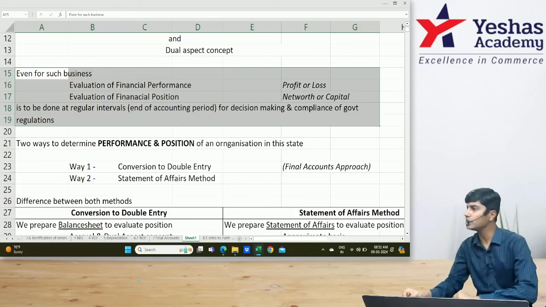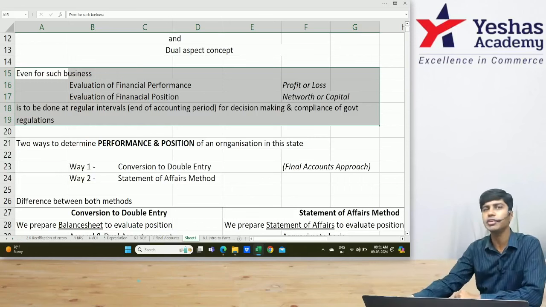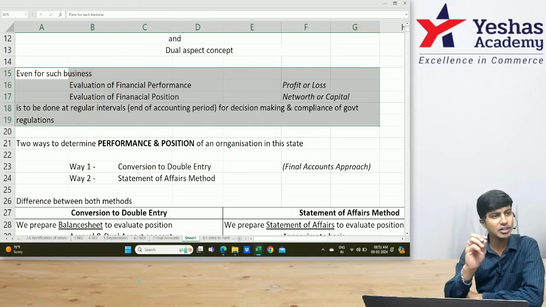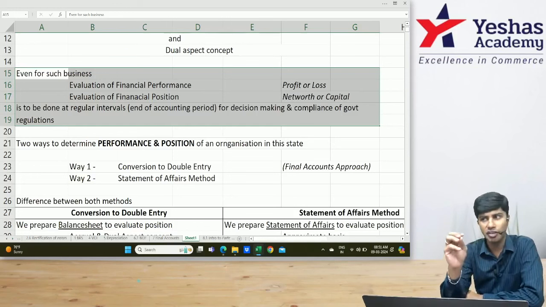How do you take such decisions? Based on the performance and position evaluation only. So to evaluate this, you need to know financial performance and financial position. Financial performance is the P&L account. Financial position is evaluated by the balance sheet. Correct? Are you guys getting it? Is my language clear to you people?